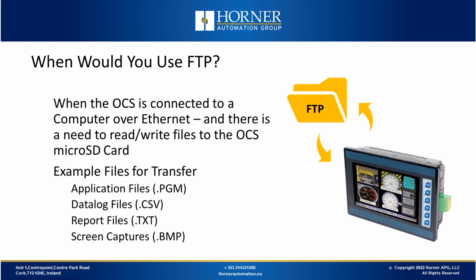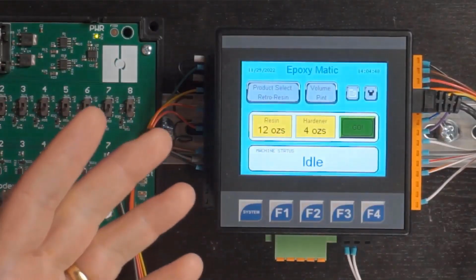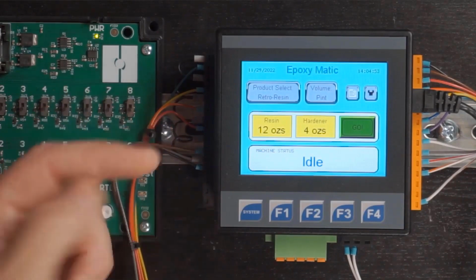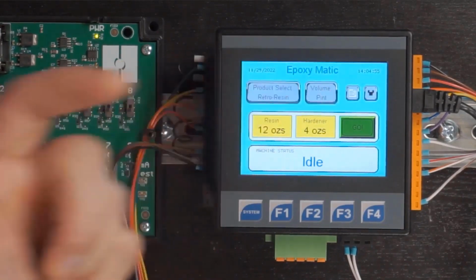You would use FTP anytime your machine controlled by an OCS is connected to a local Ethernet network and there's a computer somewhere on that network which wants to read or write files from the OCS itself to that computer. Some of the files we might want to transfer would be application files, data log files, report files, and screen captures. We're going to start with a review of a demo of the machine example that we've simulated that later we're going to use FTP to do some file transfers.